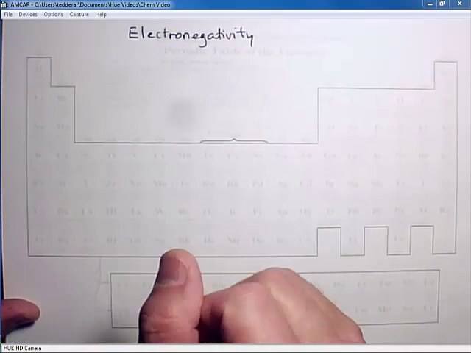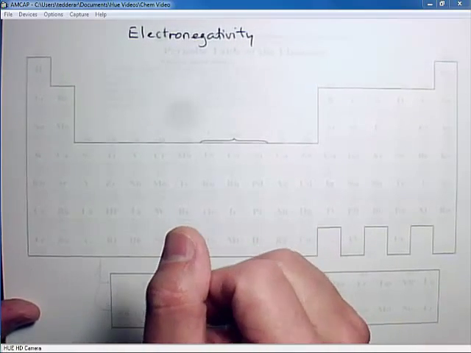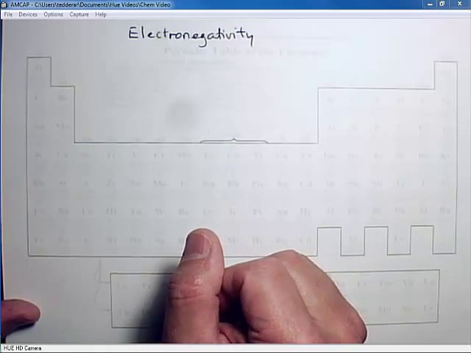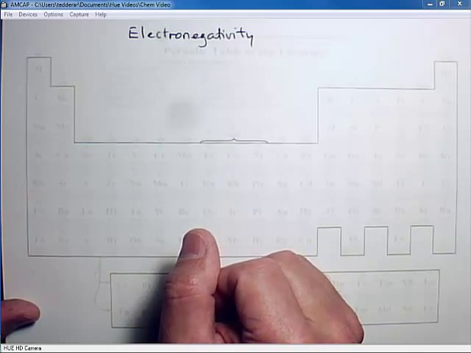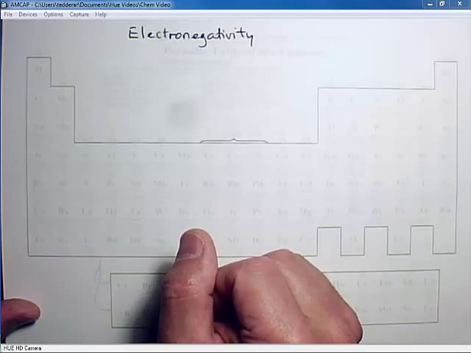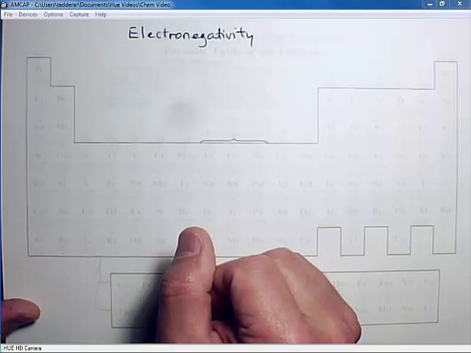Now, electronegativity primarily deals with covalent bonding.